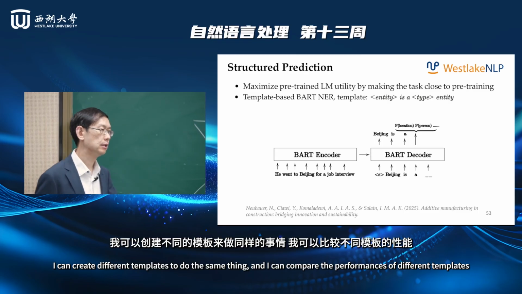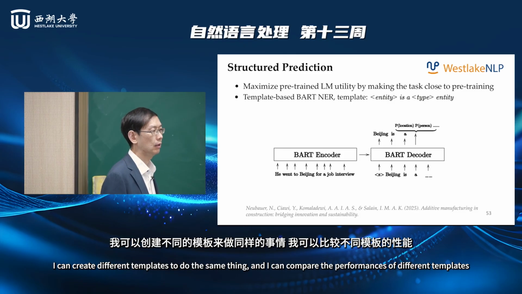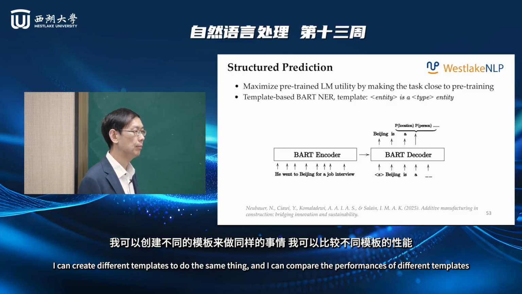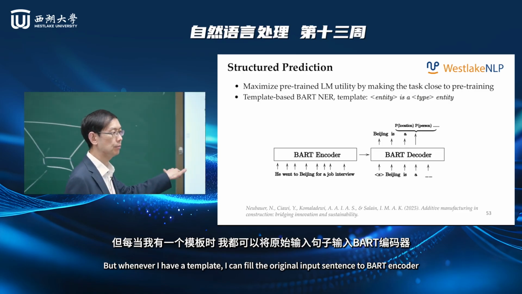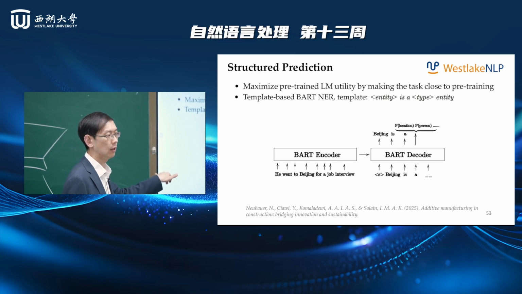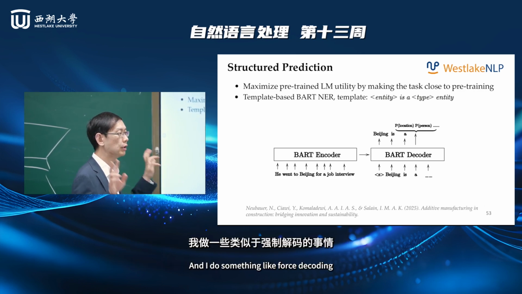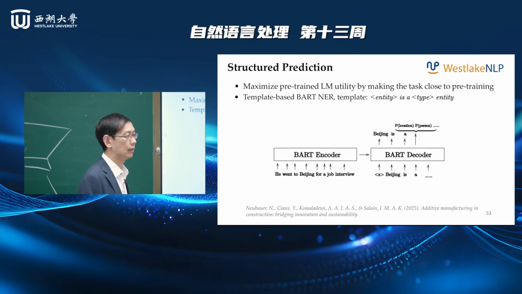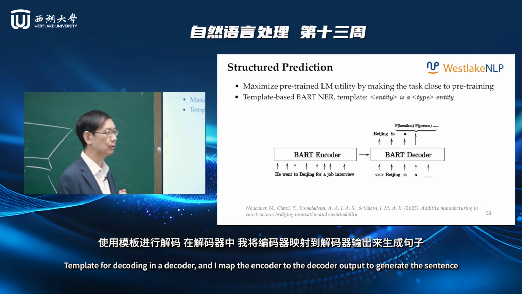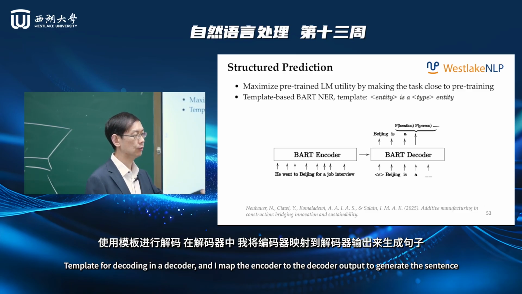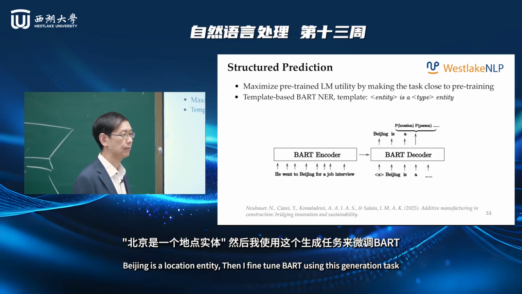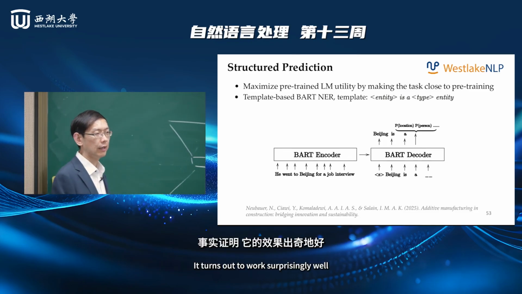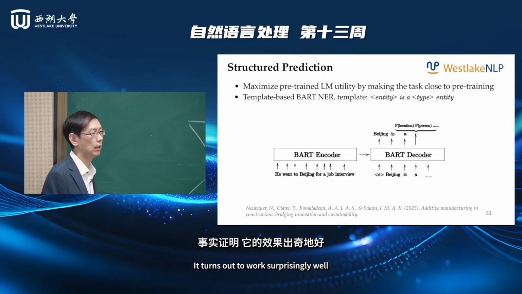I can create different templates to do the same thing. And I can compare the performances of different templates. But whenever I have a template, I can feed the original input sentence to the BART encoder. And I do something like force decoding. Template force decoding in the decoder. And I map the encoder to the decoder output to generate the sentence, Beijing is a location entity. Then I fine-tune BART using this generation task. It turns out to work surprisingly well.